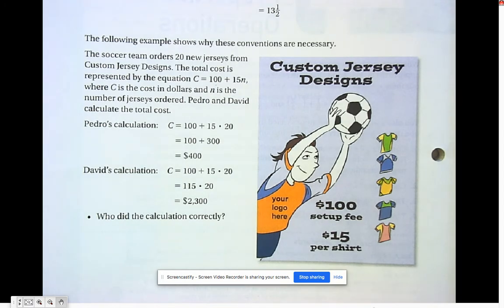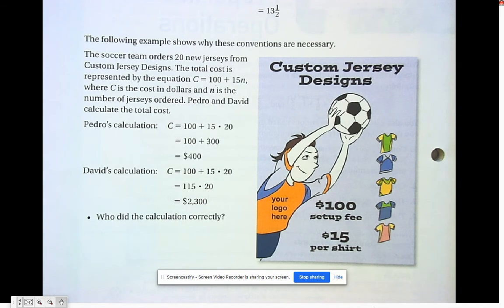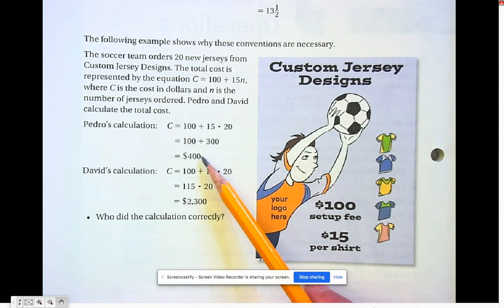Pedro and David calculated the total cost. Pedro's calculation looks like this: C equals 100 plus 15 times 20. He works this out and gets $400. David does this calculation: C equals 100 plus 15 times 20, gets 115 times 20, and gets $2,300. So who did the calculation correctly? This is going to be pretty important. That's a way different amount of money, $400 versus $2,300.